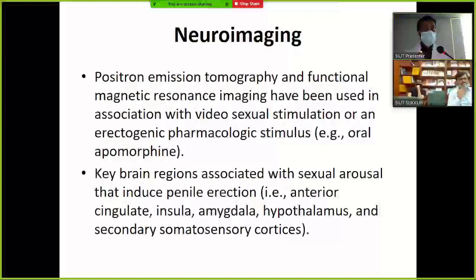In which type of patient would you like to do these tests? This is higher brain centers. In patients with CVA, MS, Parkinson, the diseases which affect the higher brain centers, in those cases you would like to do these tests. After evaluating the vascular system and hormones, if everything is normal, then you can go for it.